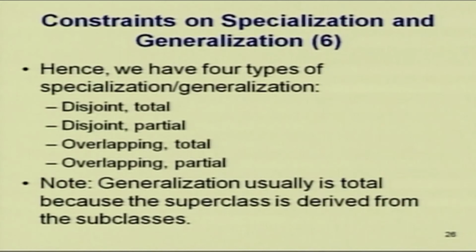So, basically we have 4 types: disjoint total, disjoint partial, overlapping total and overlapping partial. Generalization usually is total when you go from subclass to superclass, because the superclass is derived from the subclasses. So, when you are doing generalization you normally have total, you do not have partial.